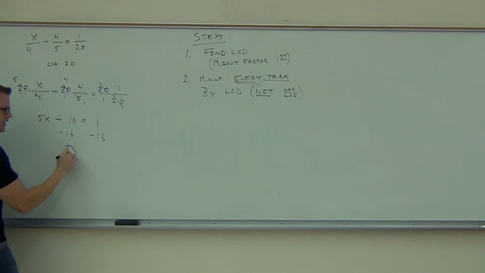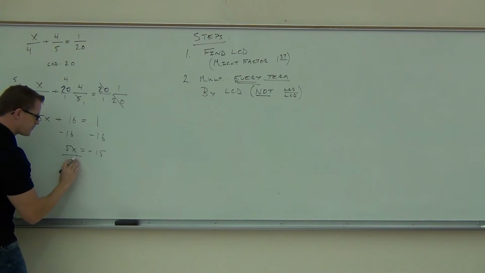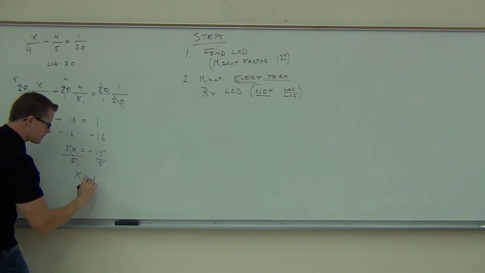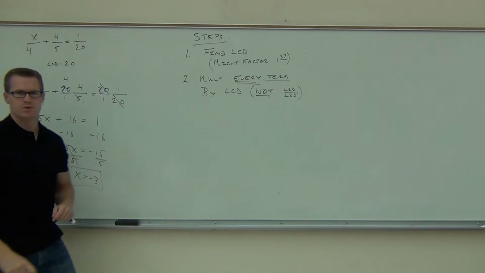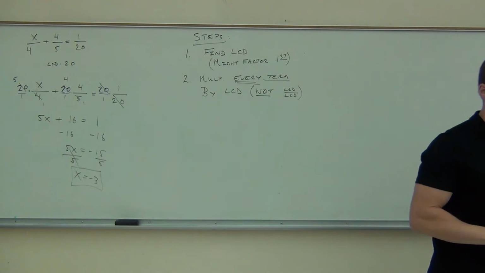Subtract 16, we get 5x equals negative 15. We divide by that 5. We get negative 3. We check our work. You can plug that in and check your work. That's going to work out, and we're done.